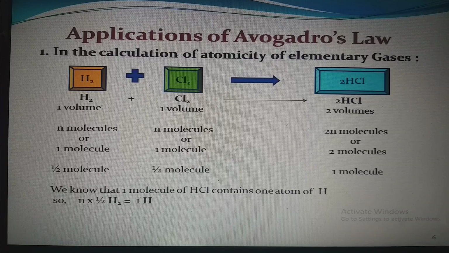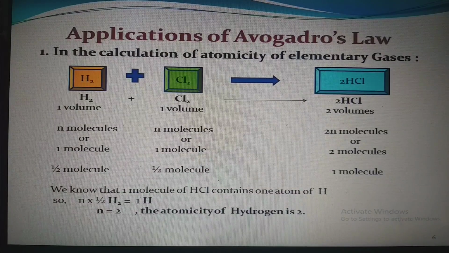So here N comes out to be 2. So the atomicity of hydrogen is 2. Similarly, we can calculate the atomicity of chlorine or any other gas in any of the reactions.